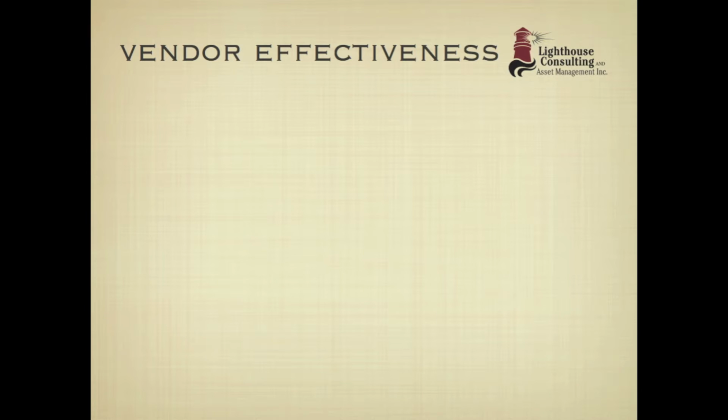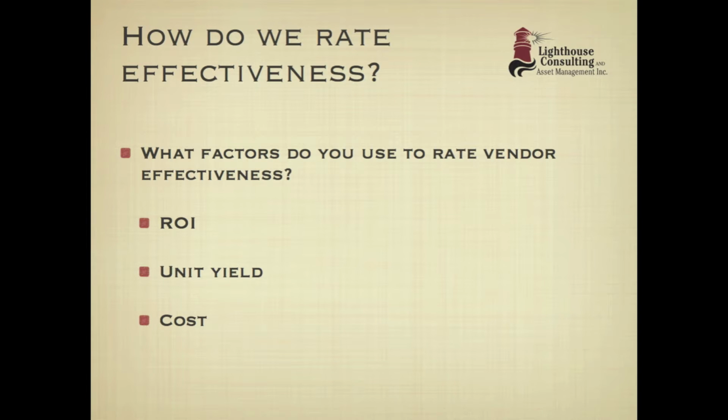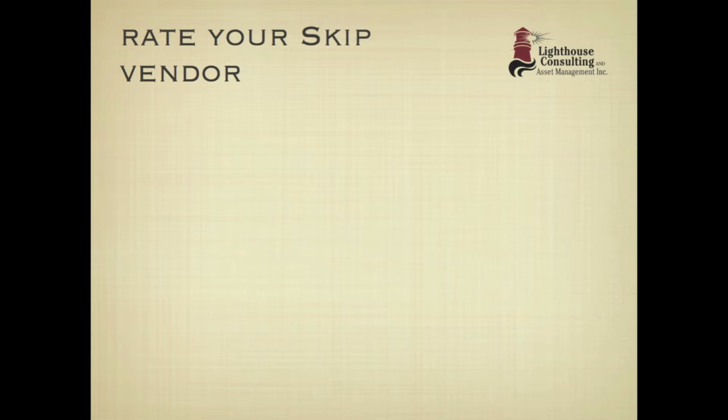So let's stop for a minute and talk about vendor effectiveness. How do you rate vendor effectiveness? Is it your return on investment, your unit yield, the actual cost of the vendor? What I'm finding in the marketplace now is a lot of people are doing it based upon cost. But you really need to be able to rate your vendor properly. How do you rate your skip trace vendor? How do you know that you're spending your money in the right place? You probably have several skip trace vendors. Are you using them properly in the proper order?